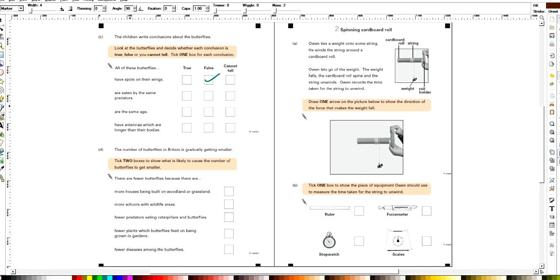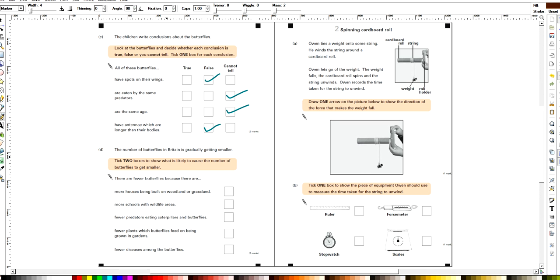Okay, next. All of the butterflies are eaten by the same predators. No, we don't have any information, so we can't tell. All of the butterflies are the same age. Can't tell. All the butterflies have antennae which are longer than their bodies. That one is false, because you can see the size of them both and they're shorter.